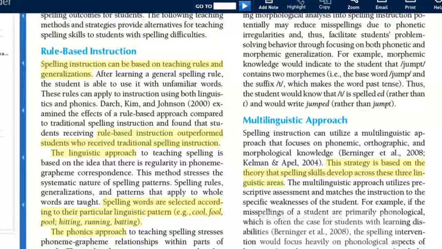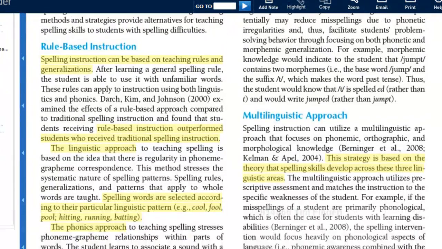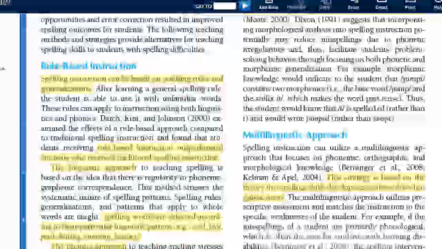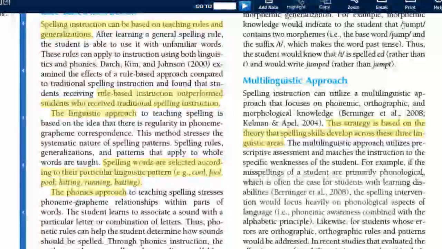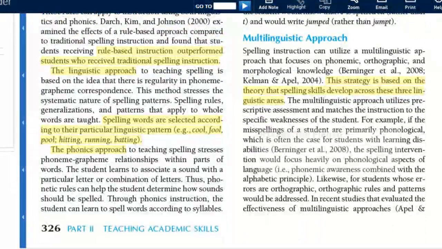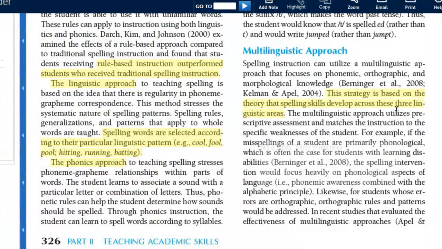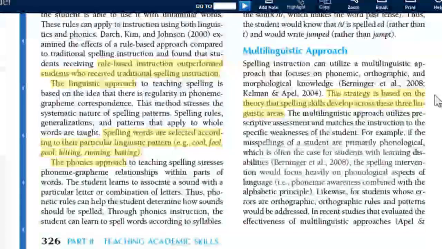First, I'll just fly over this stuff about the rule-based. Rule-based instruction outperforms students who receive traditional. We knew that. And here are these three things you want to bring in rule-based. It talks about linguistic and spelling. Words are selected according to their particular sounds. All right. Rule-based, and then phonetic approaches. Okay, here's the multilinguistic approach based on the theory that skills develop across these three linguistic areas.